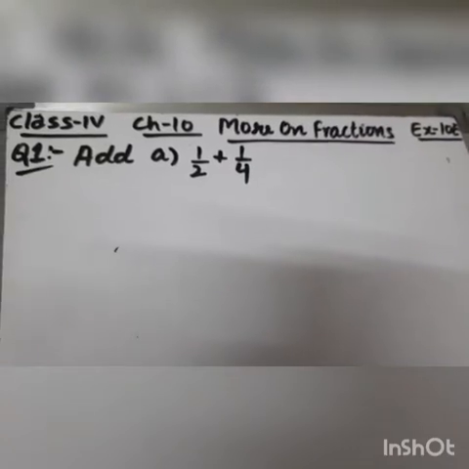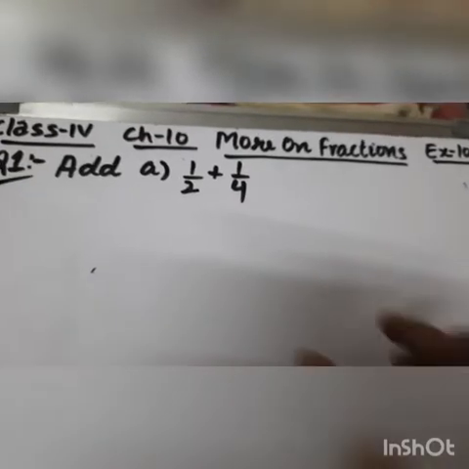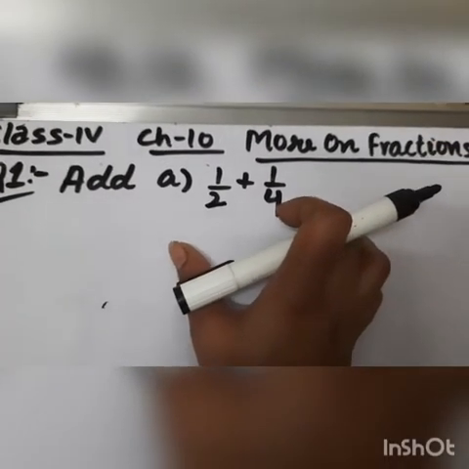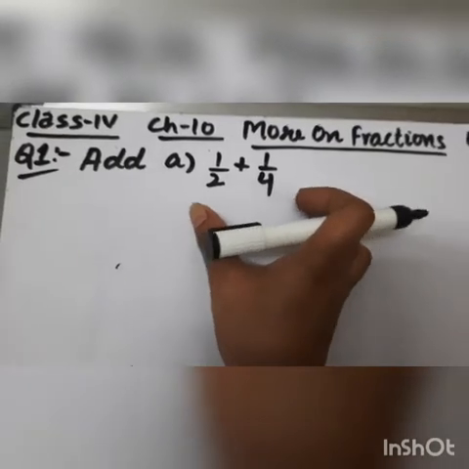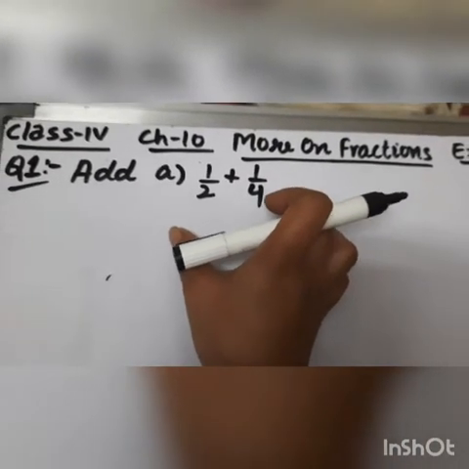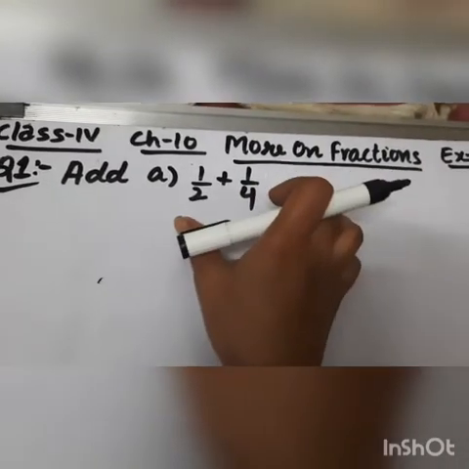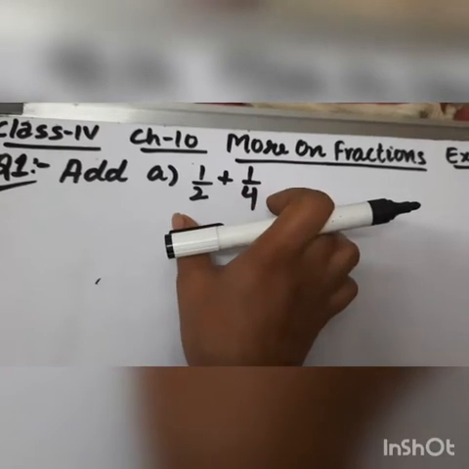Let's start question number first of exercise 10E. The question is: add. A part is 1 by 2 plus 1 by 4. See, both the fractions are unlike fractions. So first of all, we will convert the fractions into like fractions. Okay, we'll make the denominator of both the fractions the same.